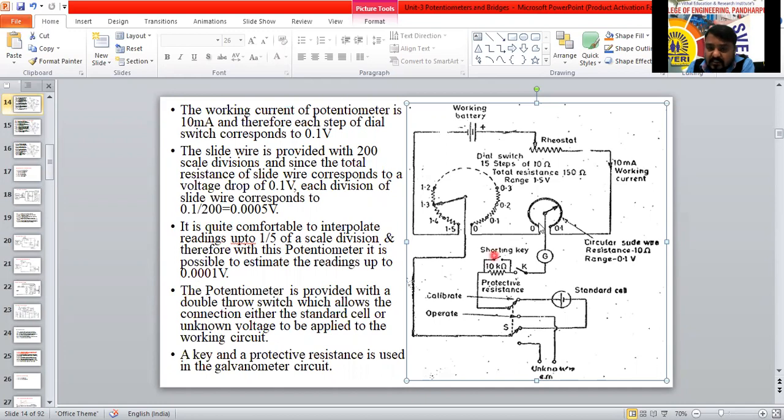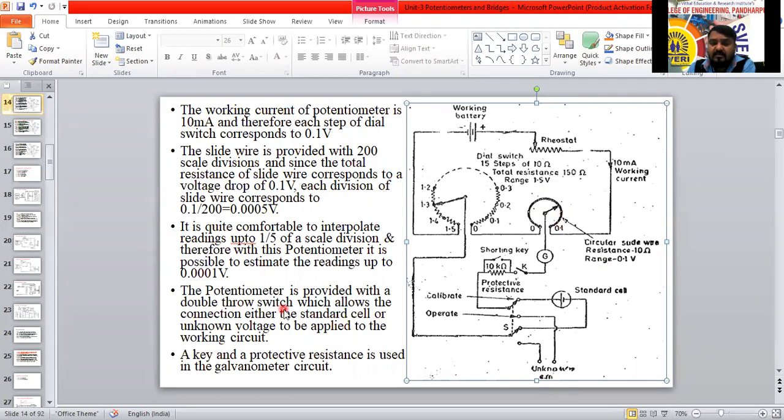That much voltage: 0.0001, 0.0002, 0.0003, like that we are going to move up to 0.1. We are considering 200 divisions. That is called the circular slide wire.